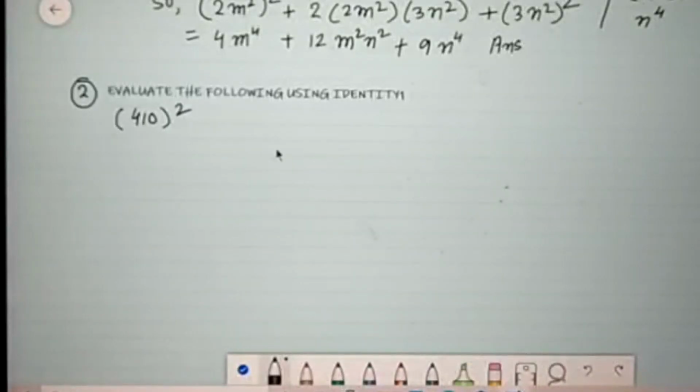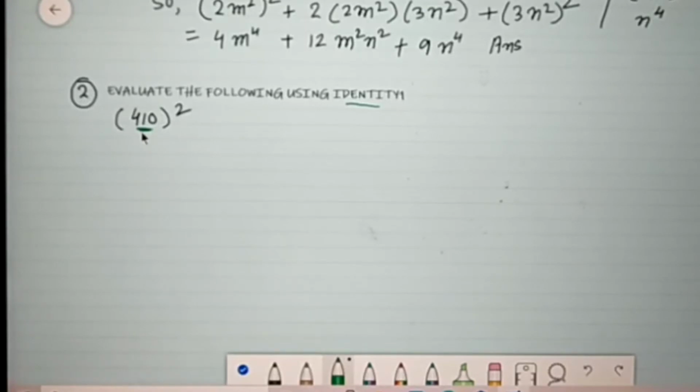This is the second question from worksheet 1. Evaluate the following using identity 1. You are given a square of a number. So how to find? You can simply multiply 410 by 410 to get the answer. But here you have to apply this identity 1. For that, this number should be in the form of a plus b.